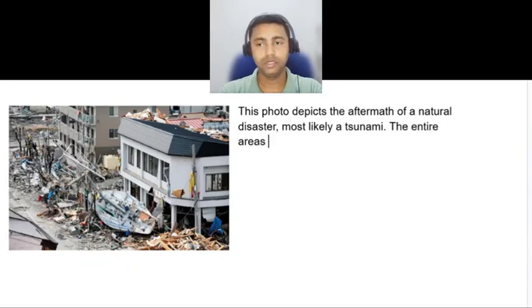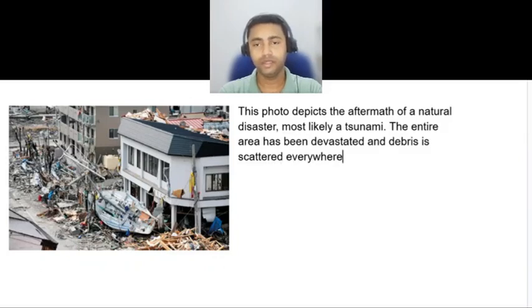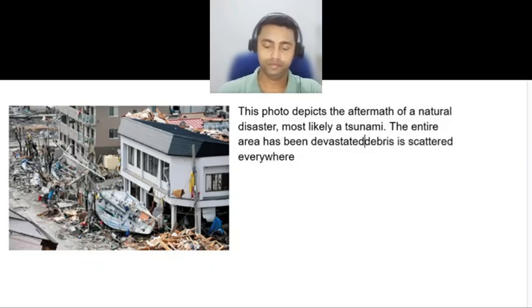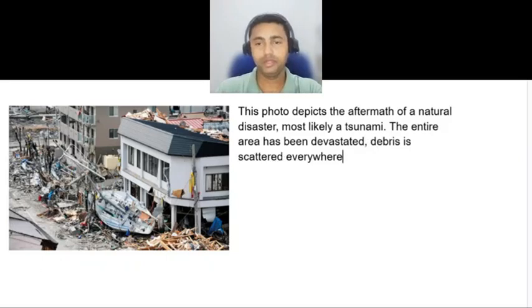The entire area has been devastated and debris is scattered everywhere.